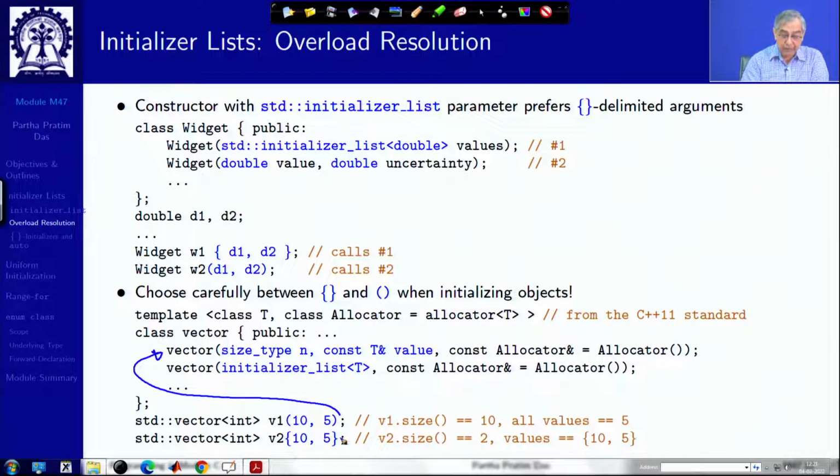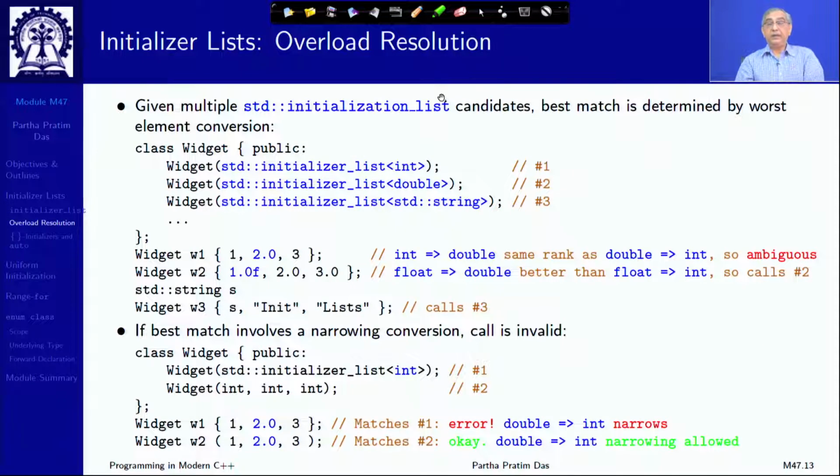Whereas if you use curly braces, then your initializer list constructor will be preferred. So you will get a list containing 10 and 5. Your vector of int will now have 2 elements, size is 2, the first one is 10, the second one is 5. So in terms of overload, there are subtle differences in using parenthesis and using curly braces. Be careful about that.